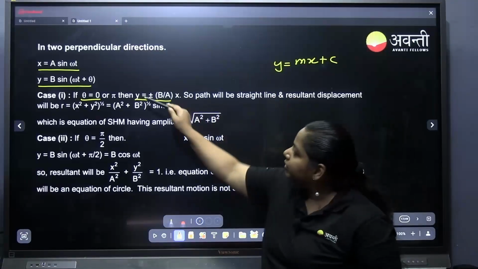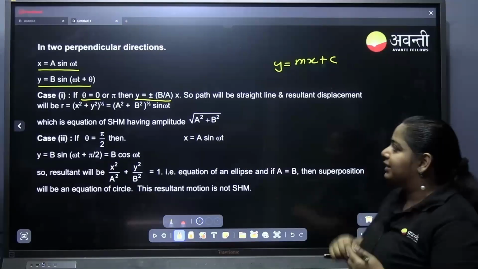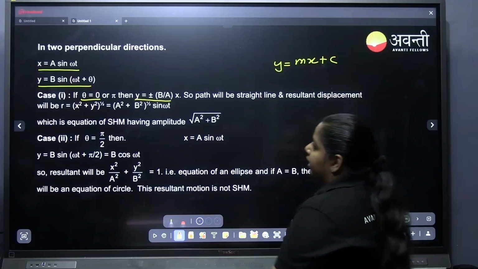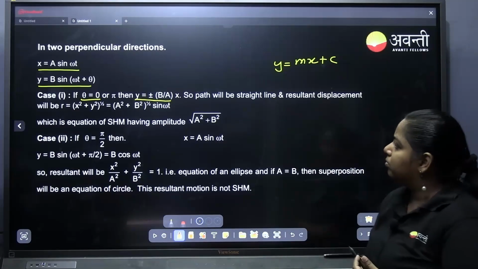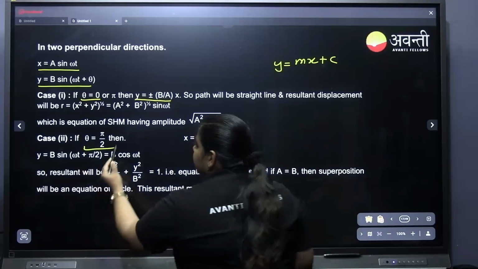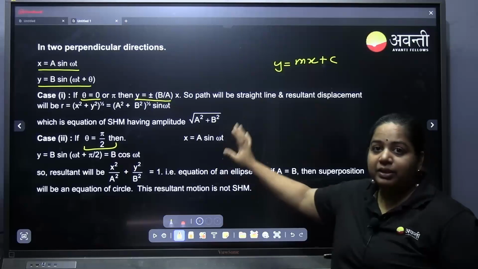So you will get the equation y equal to plus or minus b by a x. Okay, that is case 1. Next one, case 2, theta equal to pi by 2. You just have to remember that part only.